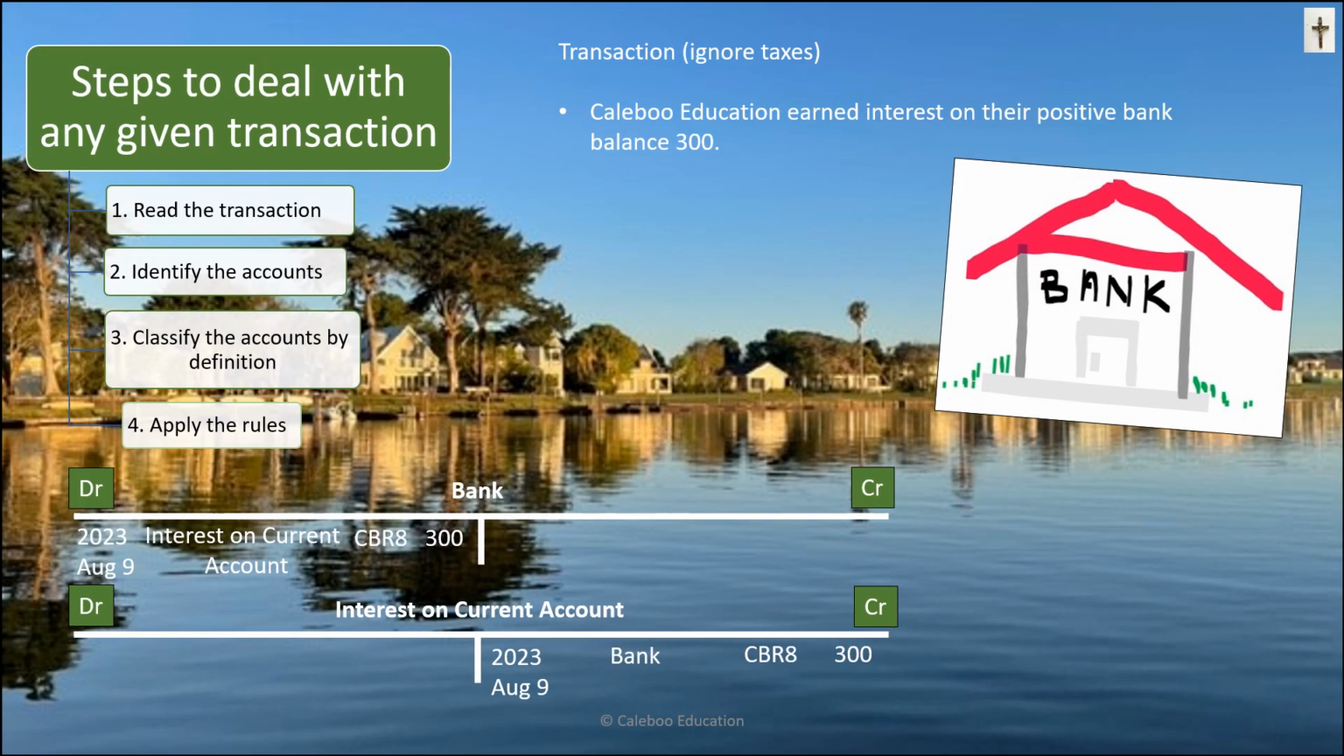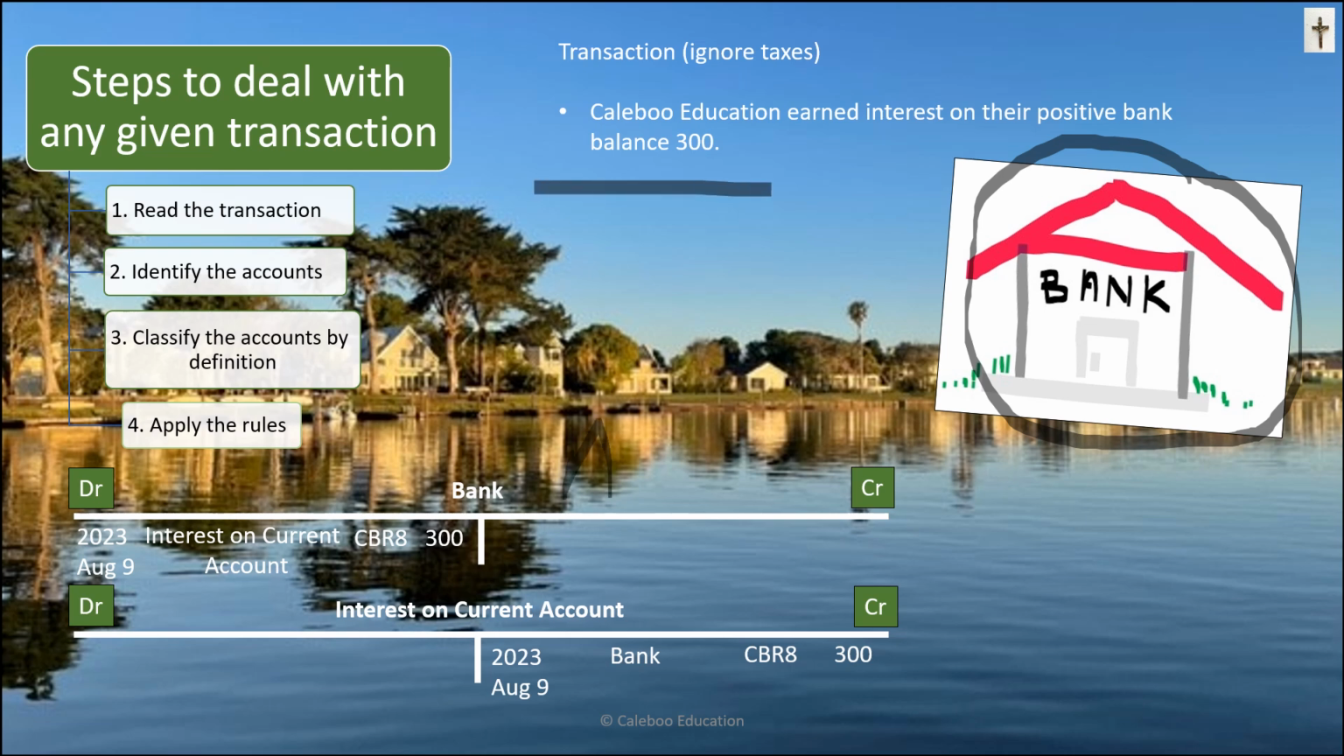Here is the neat version. I'm liking the picture of my bank account more and more. So we earned interest. We classified bank as an asset. Our bank balance increased. The rule says debit the account. The date is the 9th. That is the name of the contra account.